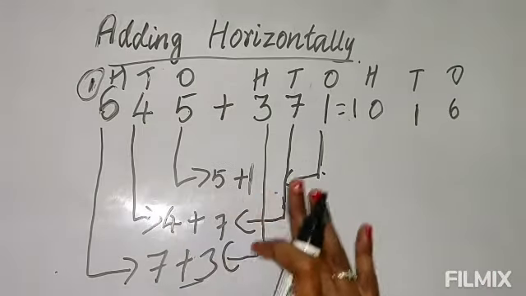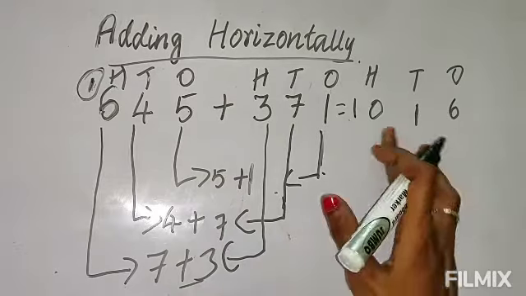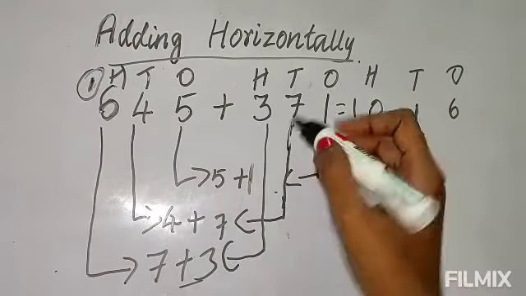This I showed for you to understand, but you need not write all this. You have to write only the answer. You are adding horizontally; this you can calculate mentally. You need not write it.